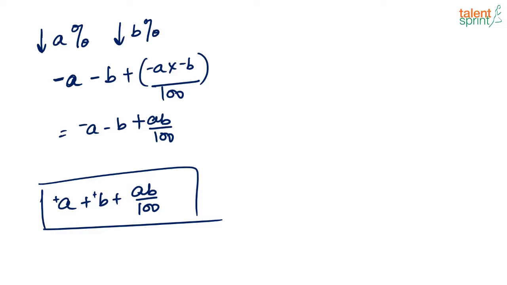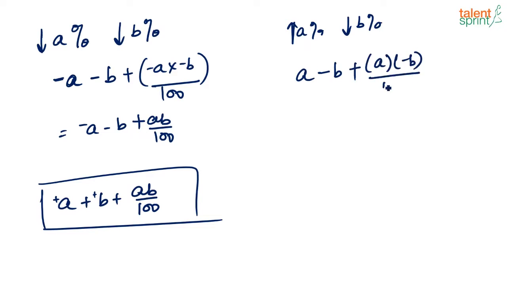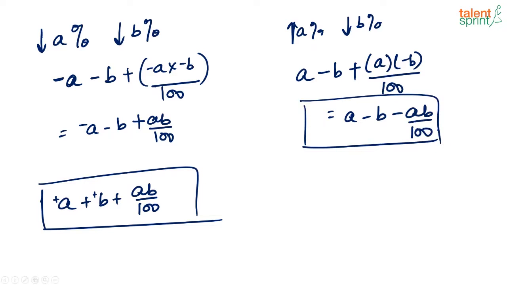If there is a decrease in only one value, let's say the quantity is increasing by A percentage followed by a decrease of B percentage, then how do I take the effective percentage? A is positive, B is negative because it is decreasing. So the formula will be A minus B minus AB by 100, with plus A positive and B negative, all by 100. That will be the effective change in percentage. So remember these concepts on effective percentage. Depending upon whether the value is increasing or decreasing, put a negative sign before the values.